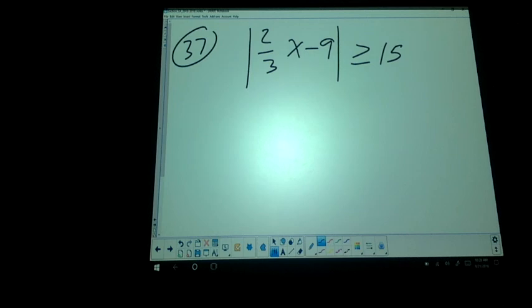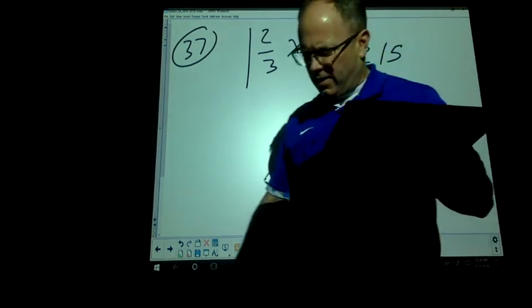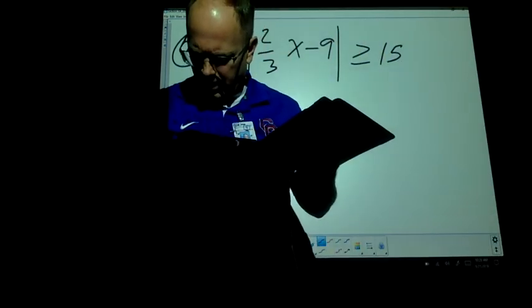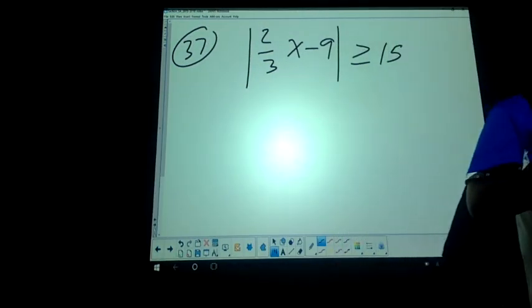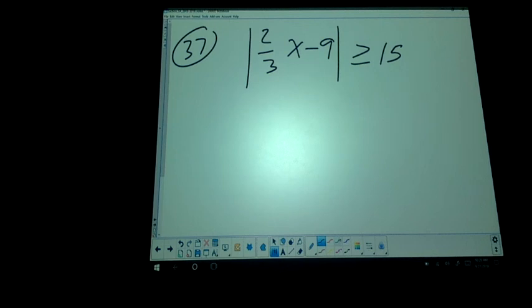All right. 37 says this, and this will be it. Okay. Solve the absolute value inequalities. Good so far? So this breaks into two problems all day long.